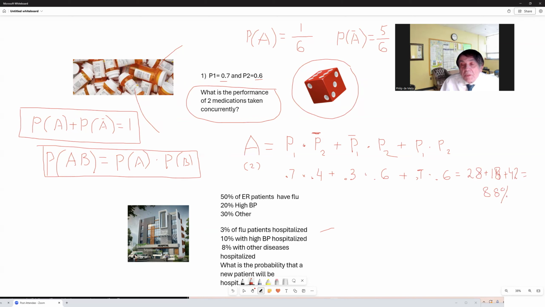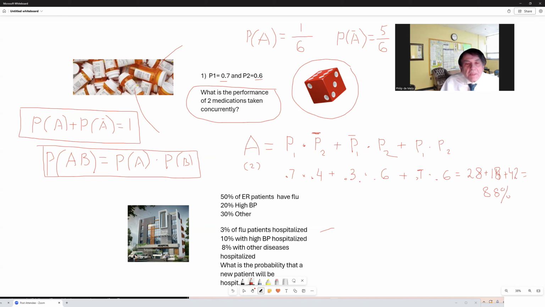So when you use two medications concurrently, one with 0.7, another with 0.6, you actually improve the impact of these medications, and now you have 88%. That's what it is. It's very simple. What can be easier than that? Nothing. So please do not be afraid. It is very simple.